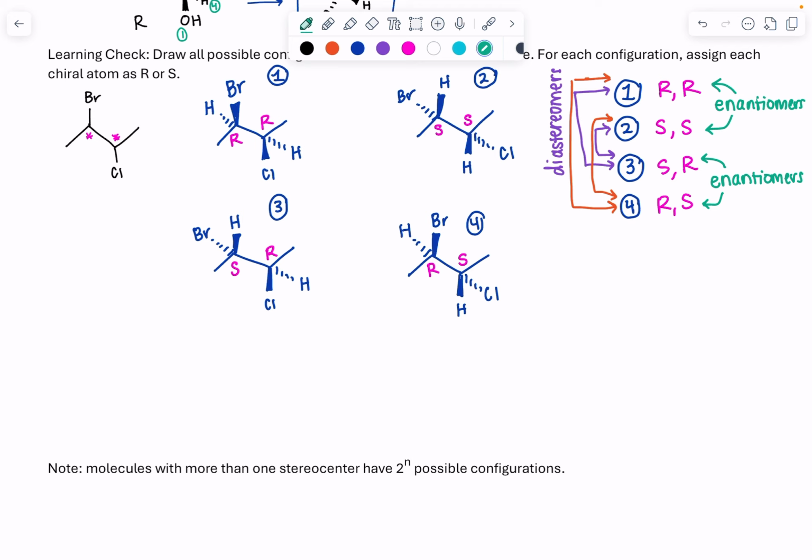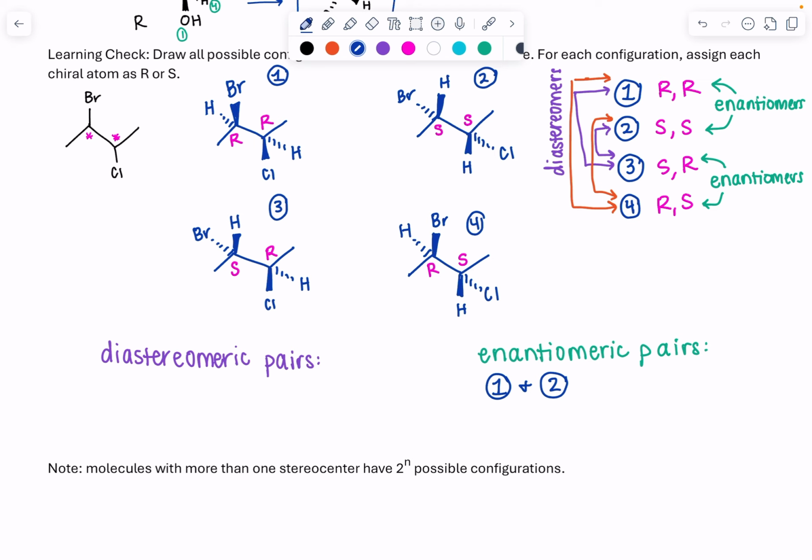I'll write what we have on the right side here a little more clearly. We could say diastereomeric pairs and then enantiomeric pairs. I think enantiomers is easier. 1 and 2 are enantiomers, and then 3 and 4 are enantiomers. So 1 and 2 are mirror images of each other, 3 and 4 are mirror images of each other.